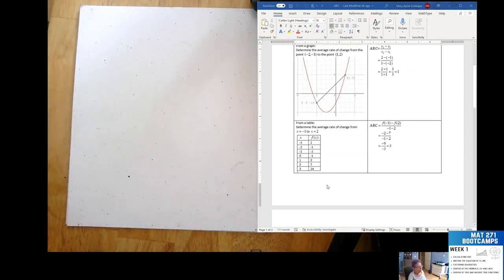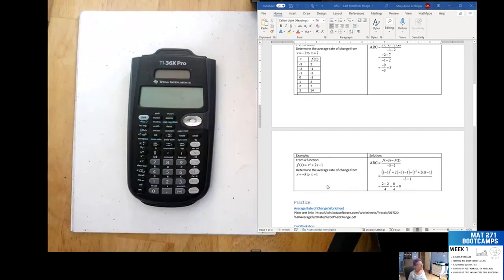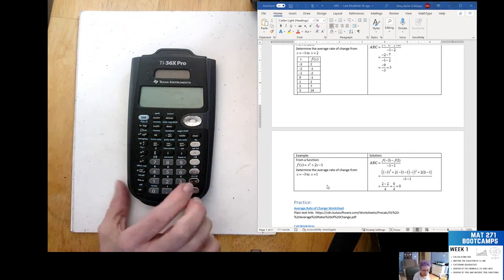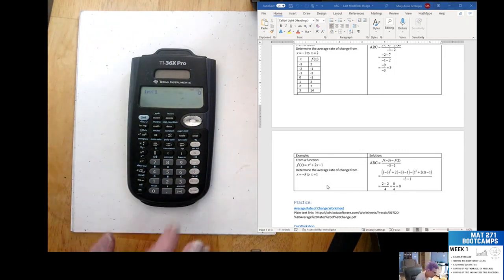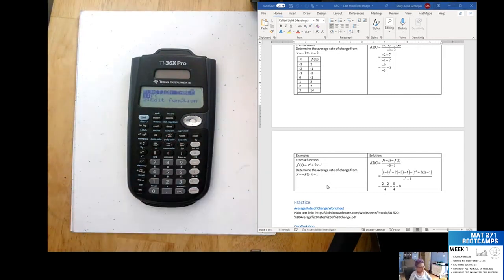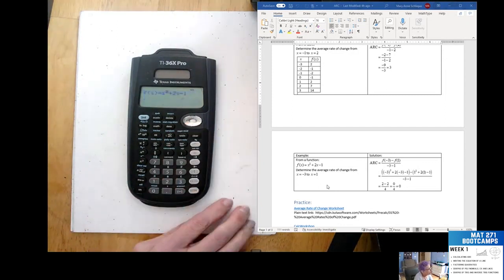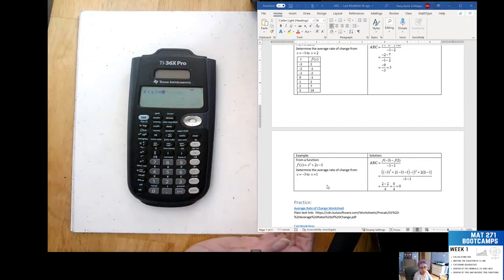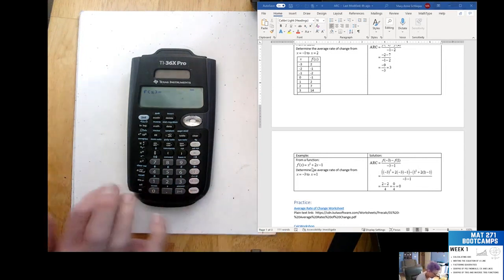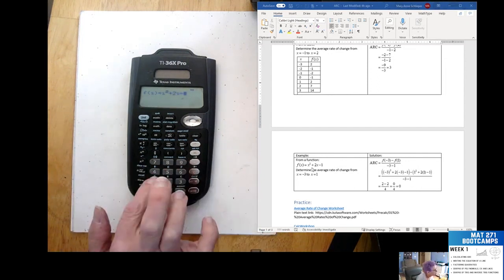Works the same if we're given a function, but I am going to give you some little handy tips on using your calculator if you're given a function. So if you want to get your calculator out, you can play along with me. First, I'll turn it on, clear out the old stuff, and I'm going to press the table button. Then I will arrow down to edit function and hit enter. Clear out my old stuff, and I'm going to put in the function x squared plus 2x minus 1.